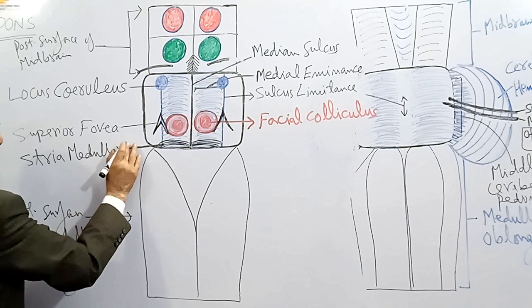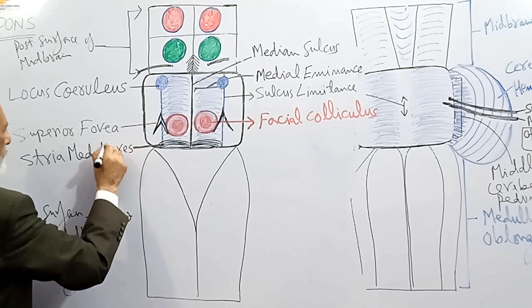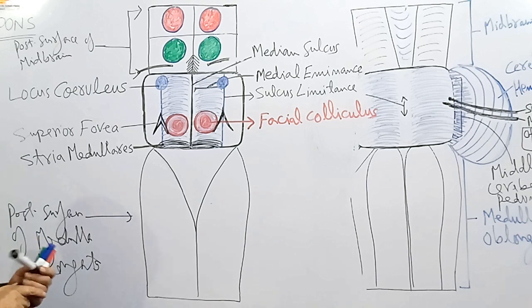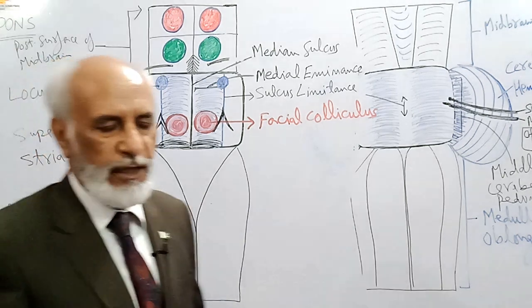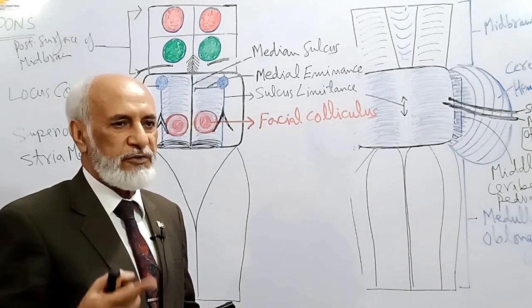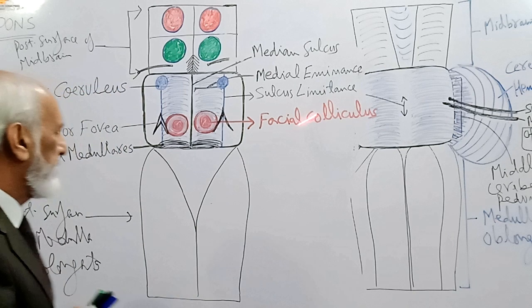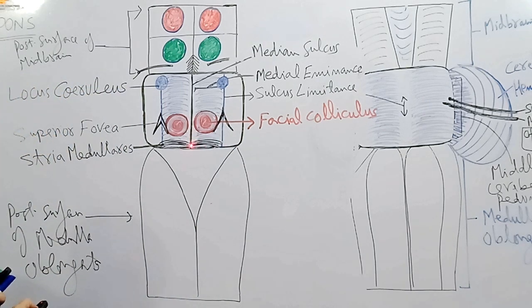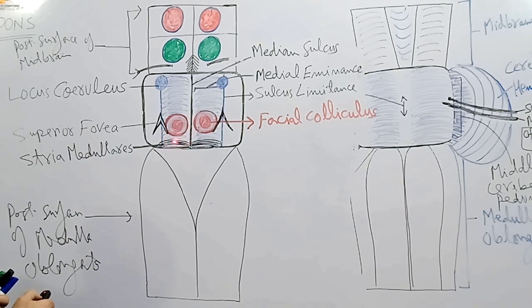Stria medullaris. Remember, in the last lecture, we talked about the nerve fibers along the amygdala and caudate nucleus. Those were known as stria terminalis. These fibers, which emerge at the lowest part of the median sulcus and run laterally on each side of the lower part of the surface of the medial eminence, are known as stria medullaris, close to the junction of the posterior surface of the pons and upper end of the medulla oblongata.